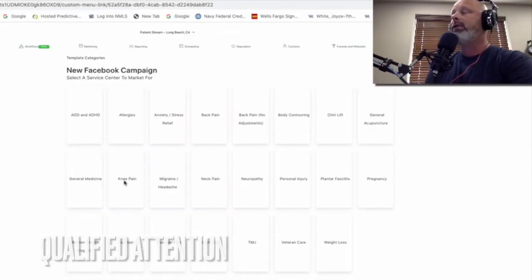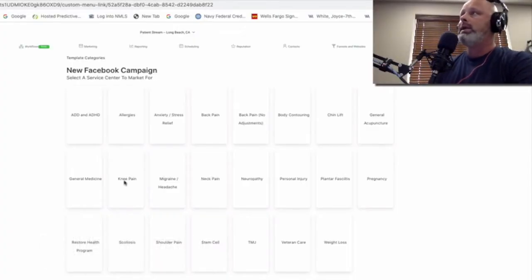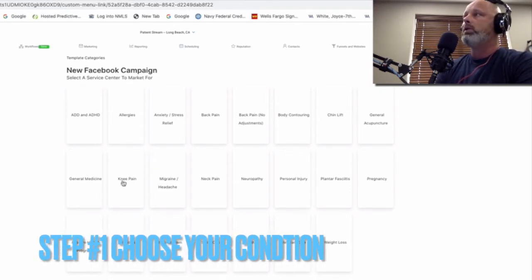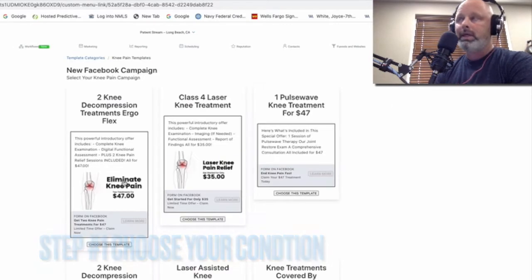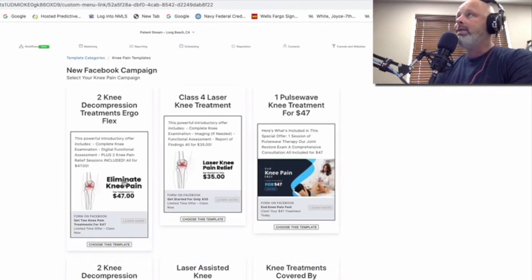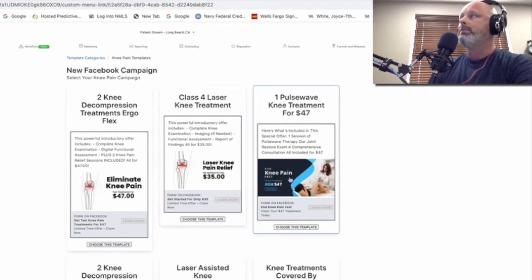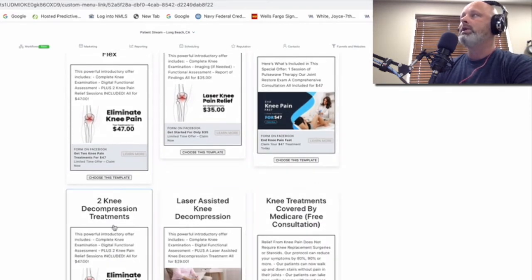Okay, so on this first screen, the whole idea is that you're going to be able to do this yourself. The first screen, we're going to choose knee pain. Let's go ahead and choose that. Okay, so that's step one. And then step two are these things we call click campaigns. Okay, so as I scroll over these, you can see they highlight.